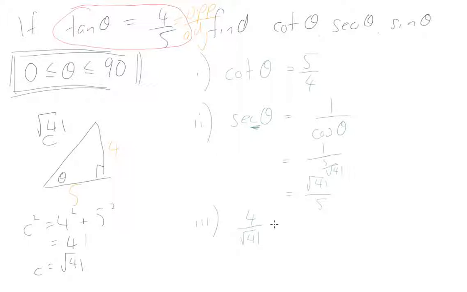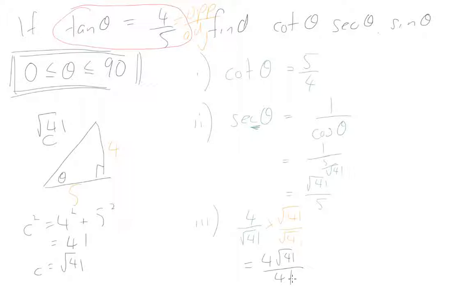Of course, you probably want to try and express that with a rational denominator. We are past the stage of leaving it irrational. So multiplying top and bottom by root 41, it's going to get us 4 root 41 on 41, and that can't be simplified.